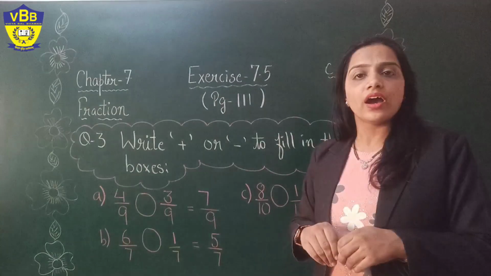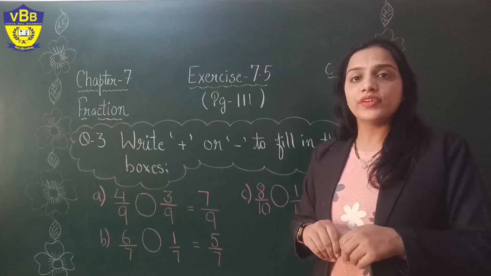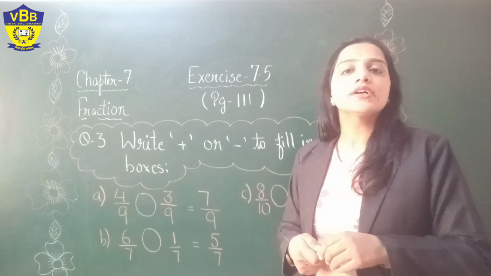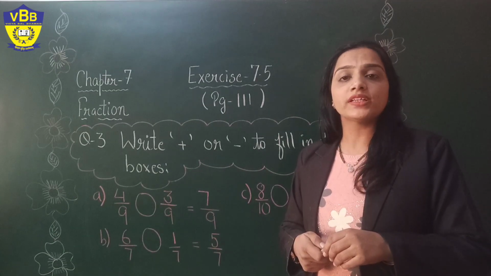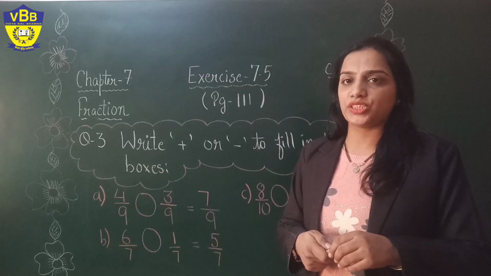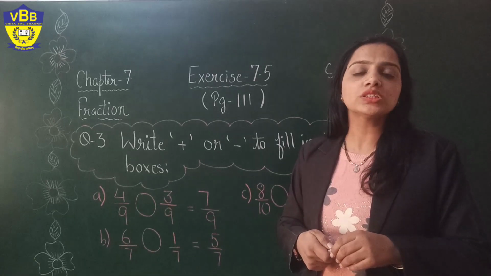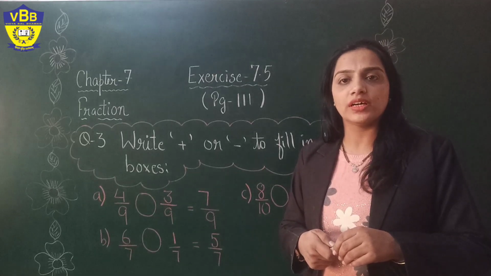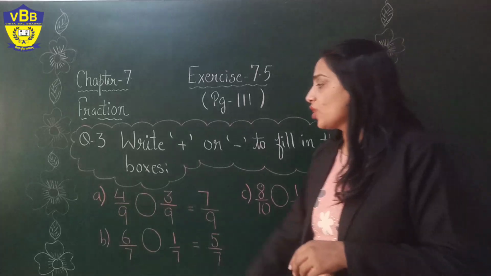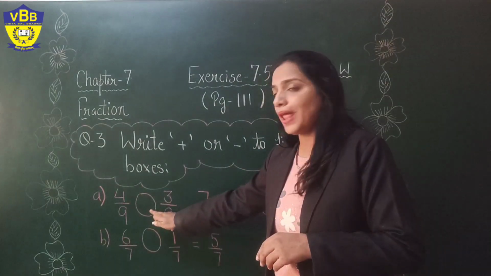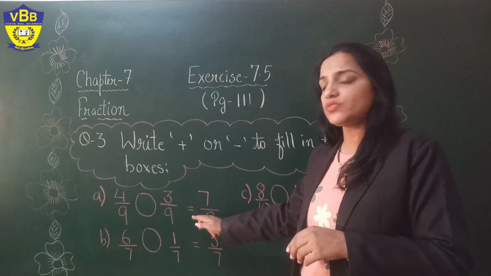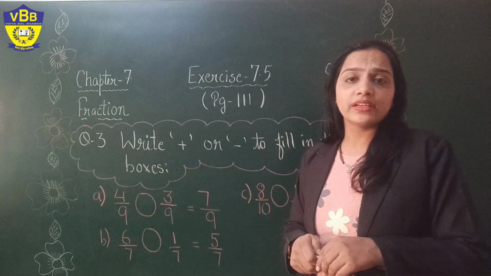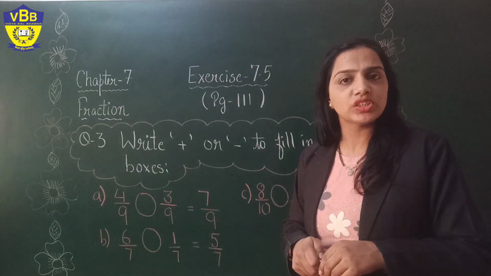So bacha, there are some equations on the board. Then there is a circle also, blanks also. We have to put the correct sign, correct sign of addition or subtraction. So what we have learned in question number 1 and 2, we have to use the concept and fill the blanks. So first question is 4 by 9 blank 3 by 9. Answer will be 7 by 9. So 9, 9, 9. So it clearly shows that it is a like fraction.